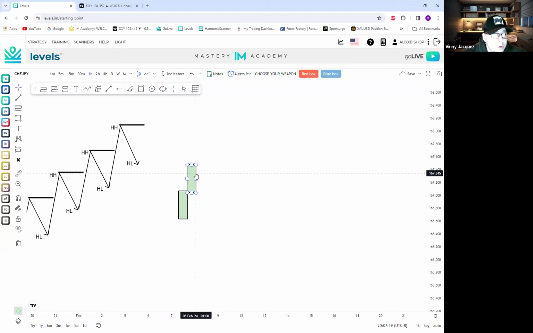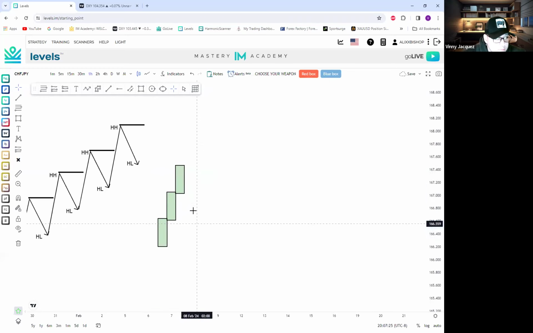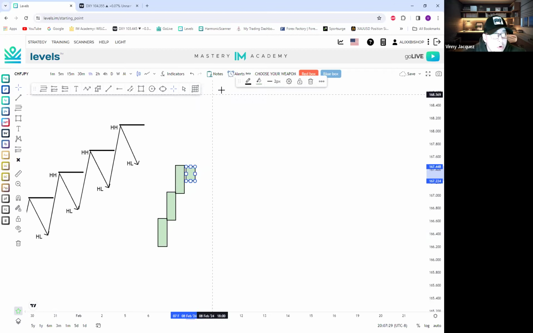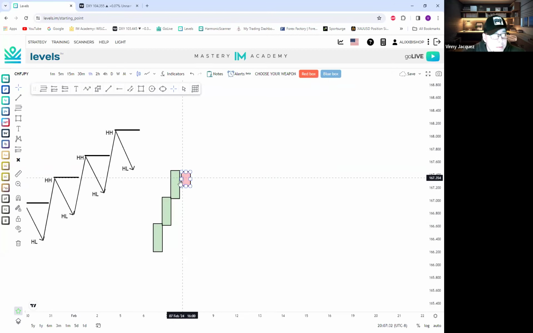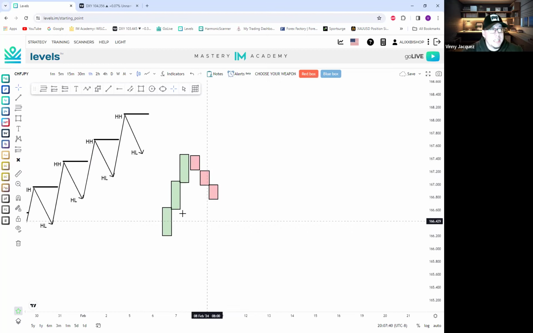Boom. Market is bullish. It's doing its thing, pumping. Sooner or later, the market's going to have to pull back and give me some type of structure. It's not just going to fly in a straight line. As the market pulls back, now I've got this right here: higher high, higher low.